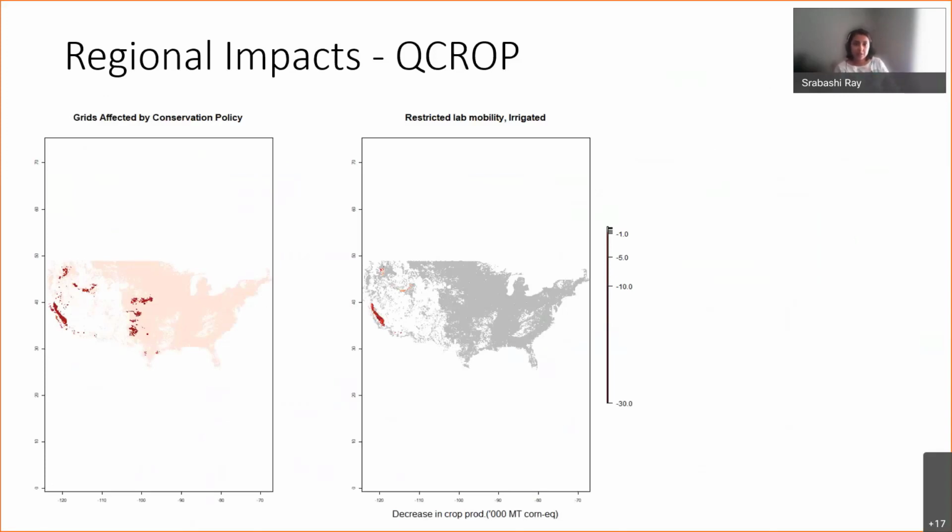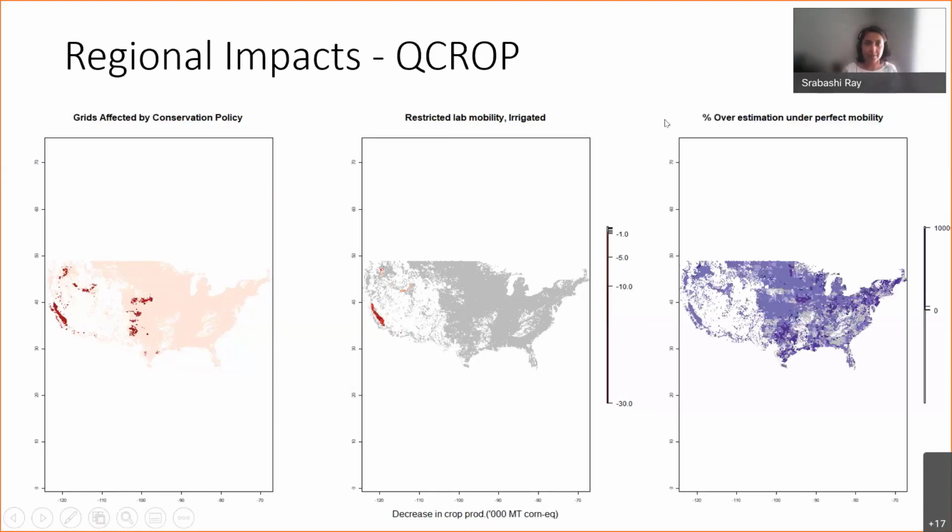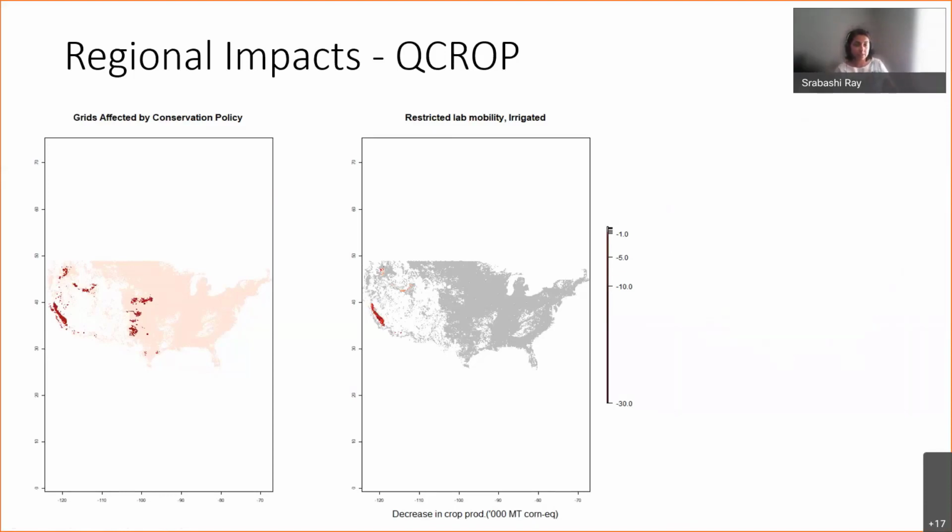Here is an example of the regional impacts on land use change. Here is the impact on the regional changes in crop supply. On the left, you see the map with the grids that are targeted by this policy. In the middle, you see the change in crop supply. You see a more intensive impact in the Central Valley area, lesser in the Pacific Northwest, and lesser in the High Plains area.